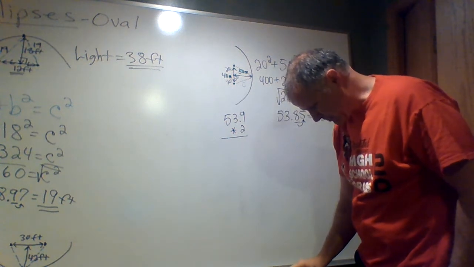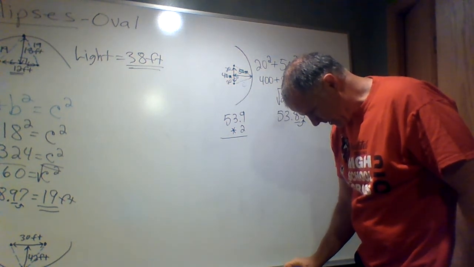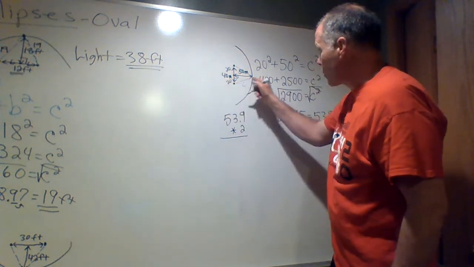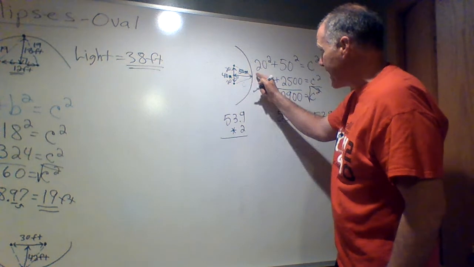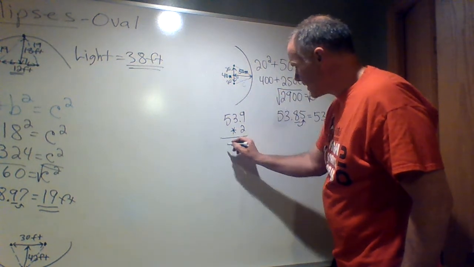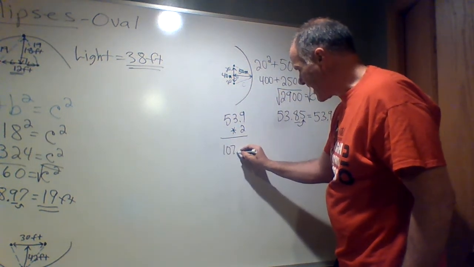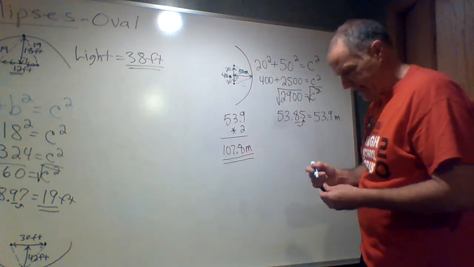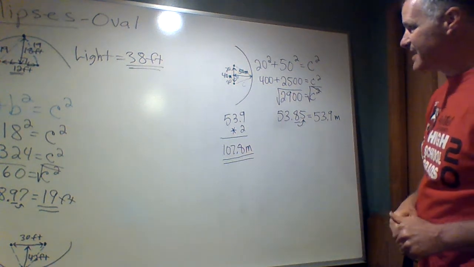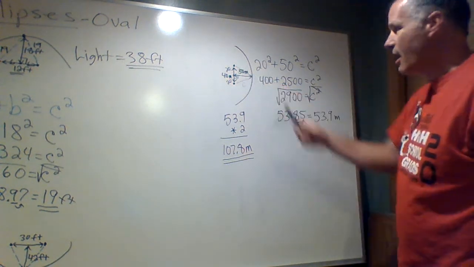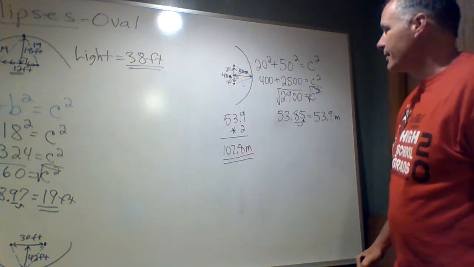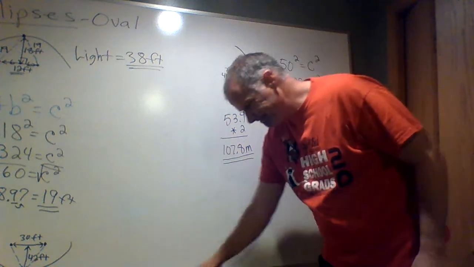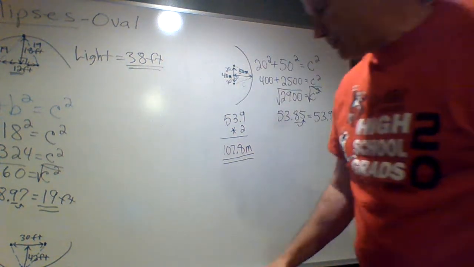So the easiest thing would just be 53.9 times 2. And actually that whole distance, this whole distance reflecting off of that back wall, would be 107.8 meters. Okay, 107.8 meters. So that's the distance of the blue line reflecting off the back of that ellipse wall. Hopefully that's not too big of a deal.